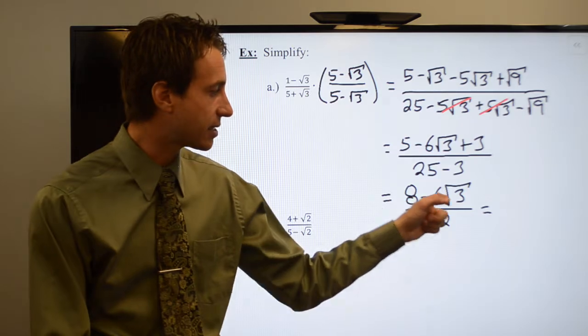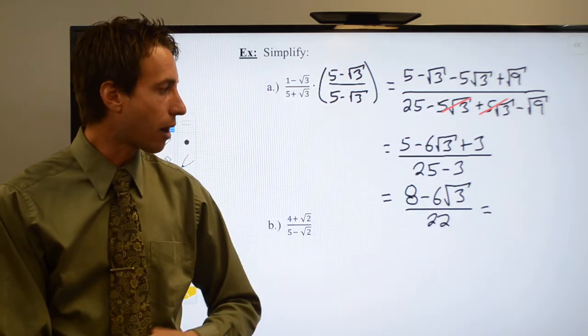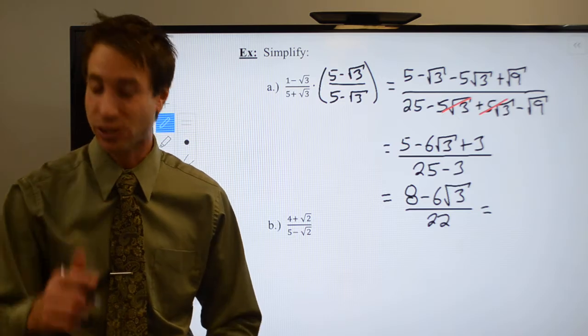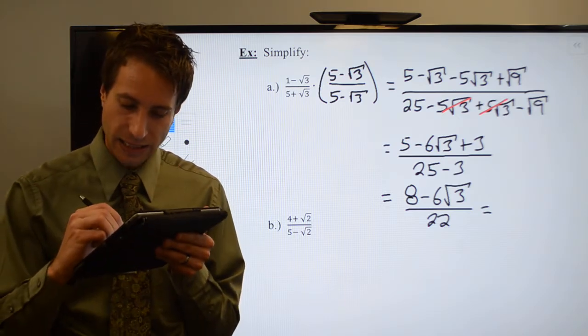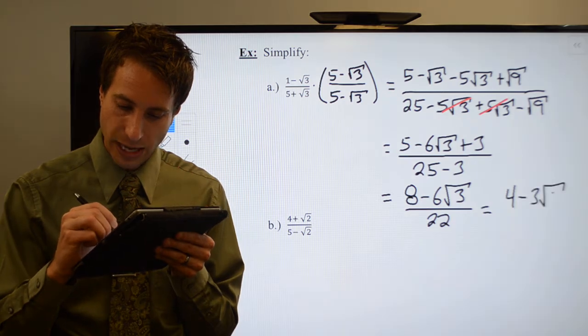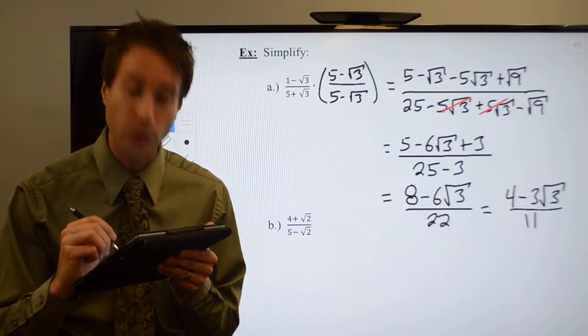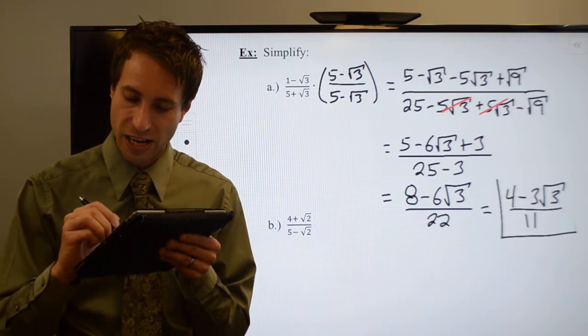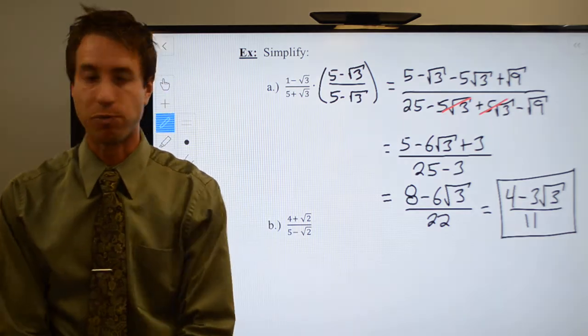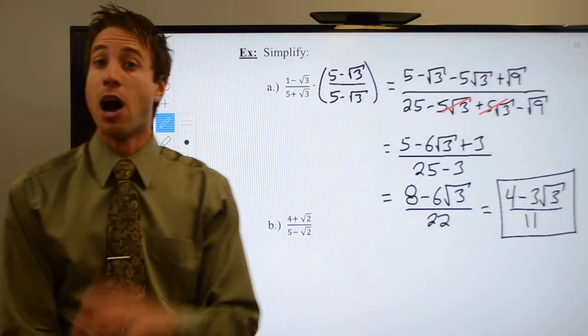Check this out. 8, 6, and 22 all have something in common. They're all divisible by 2. Make sure you do that. 8 divided by 2 is going to be a 4. 6 divided by 2 is going to be a 3. And 22 divided by 2 is going to be an 11. So that is going to be in your most simplified form where you've pulled out your GCF.